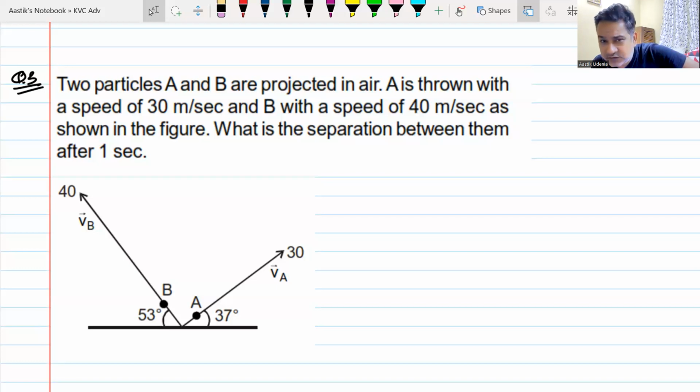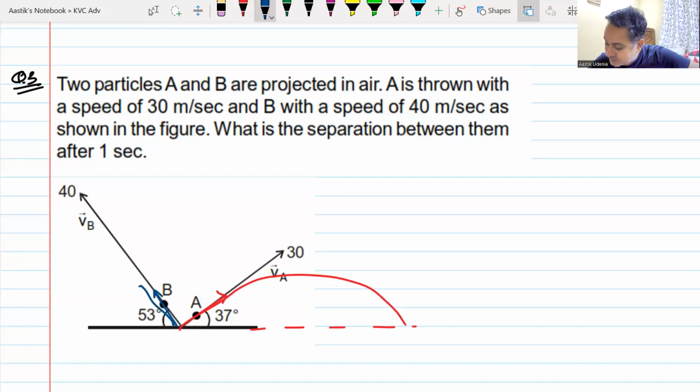They are thrown in air. They are not moving on the ground, dear. So, my dear friends, please understand the question. They are thrown in air. This goes like this. This goes like this. Do you understand? Projectile motion, my dear friends, they are not moving in a straight line. Do we understand this? They are thrown up in air. You have not read the question properly, my dear friends.